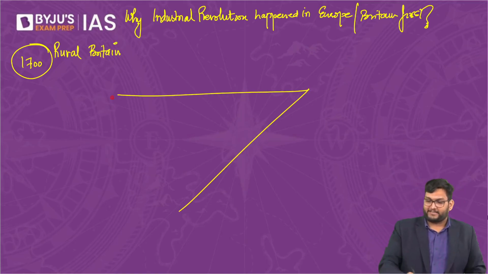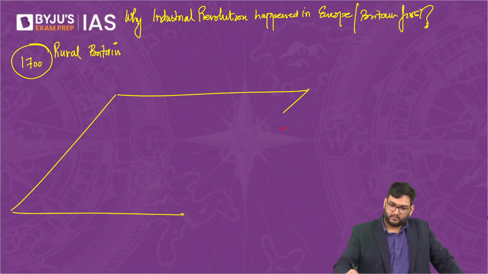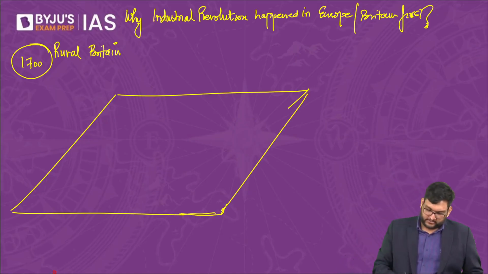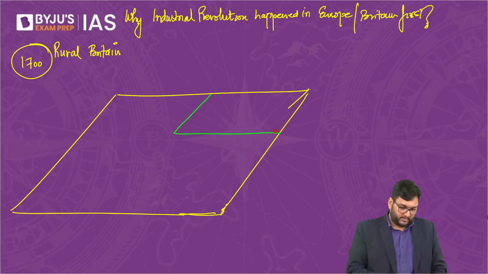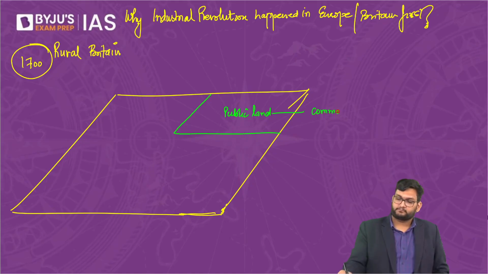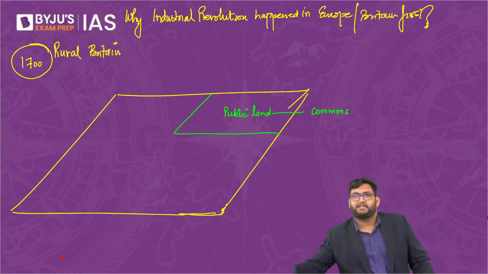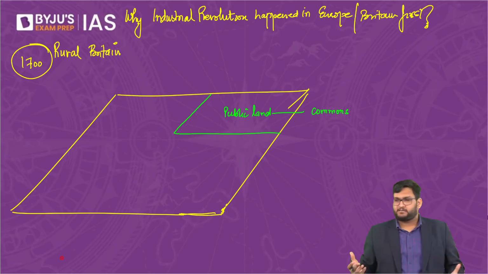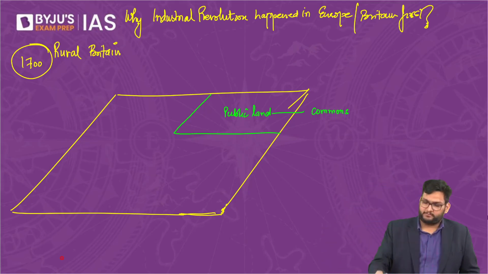Now in this rural part of Britain we are in, there is one part of the land which is basically public land, as they were called, commons. You would have seen it in your city, town, village, that there is common land, maidans, lakes, standard things, nothing new to us. So parks and all.